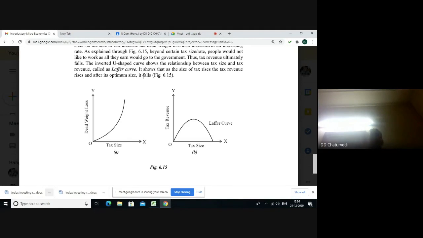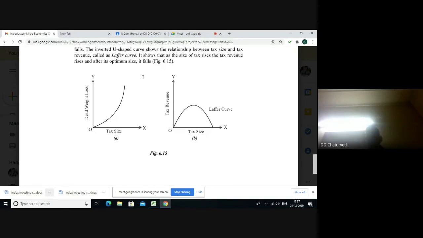So the relationship between tax size and tax revenue is positive in the beginning, and it is negative ultimately. This inverted U-shaped curve shows the relationship between tax size and the tax revenue. And it was explained for the first time by Laffer, and after his name, the curve showing the relationship between tax size and tax revenue is also called the Laffer curve.